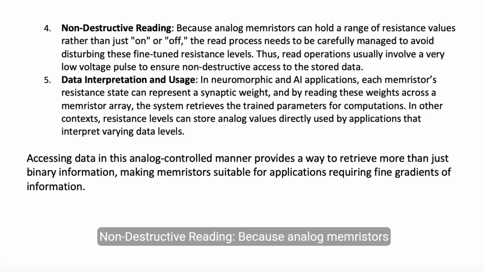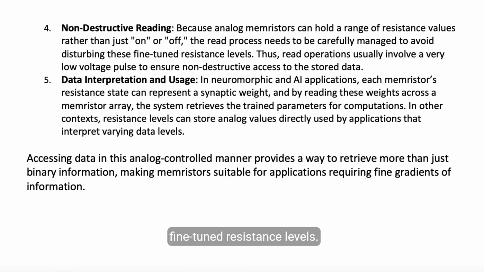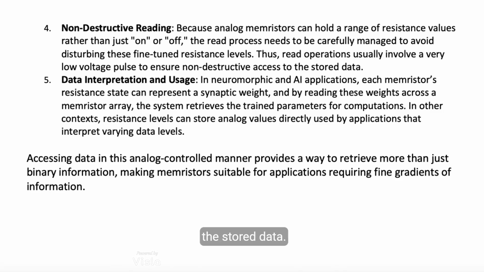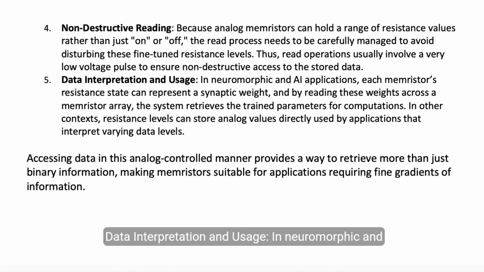4. Non-destructive reading. Because analog memristors can hold a range of resistance values rather than just on or off, the read process needs to be carefully managed to avoid disturbing these fine-tuned resistance levels. Thus, read operations usually involve a very low voltage pulse to ensure non-destructive access to the stored data. 5. Data interpretation and usage. In neuromorphic and AI applications, each memristor's resistance state can represent a synaptic weight, and by reading these weights across a memristor array, the system retrieves the trained parameters for computations.